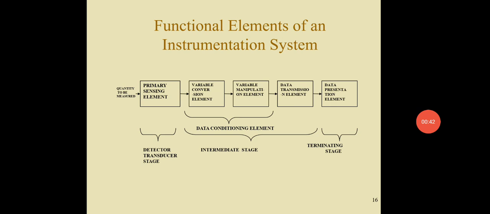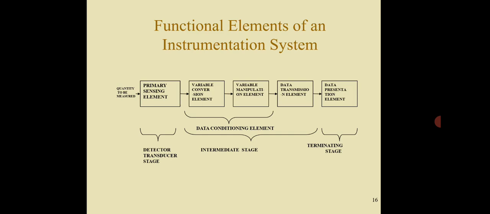So, coming to the functional elements of an instrumentation system, the basic blocks are the primary sensing element, the variable conversion element, the variable manipulation element, the data transmission element, and the data presentation element.